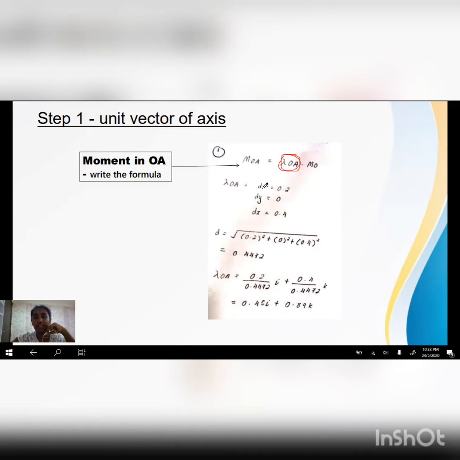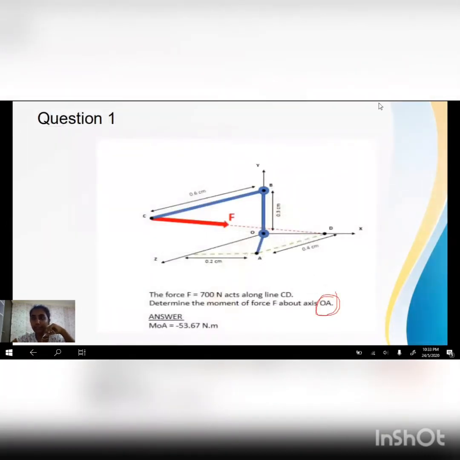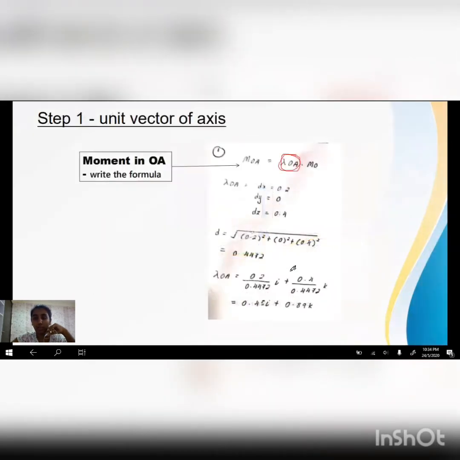Lambda OA is dx, dy, dz. dx is 0.2, dy is 0, dz is 0.4. Let's look at the diagram to see why. Since OA is in the z and x axes, there's no y, so y is 0. You plug these values into the d formula, and using the coordinate method, you will solve lambda OA.